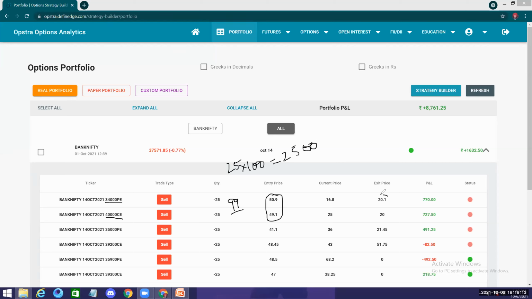So what I did was I exited both the options when their prices reached 20 rupees. So first it was for the put, the market went up. So I exited my put. So I pocketed 30 points out from here. And I came a little more inside by selling a 35,000 PE, which was also trading at around 41 rupees at that time. So I sold this at 41. Now again at 21 rupees, I exited this position.